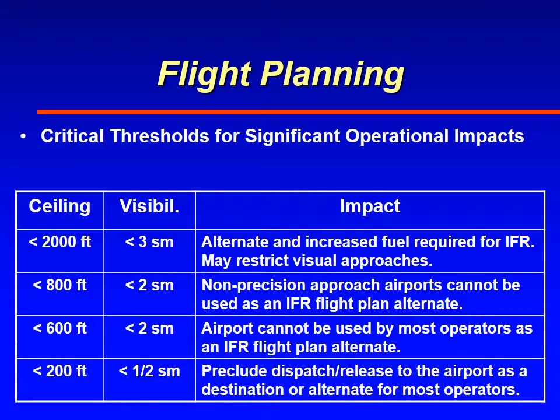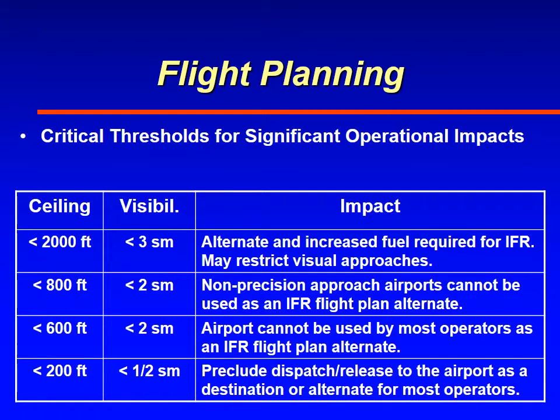Forecasters realize that weather conditions are critical to flight operations. They know the numbers. You should know them too. And here are some numbers for critical or significant operations at airports. When the ceiling drops below 2,000 and the visibility drops below 3 miles, that's when alternate requirements dictate that you might need more fuel on your aircraft and you may need to go to another airport. So flight planning wise, you have to increase your flight time and also your fuel requirements.